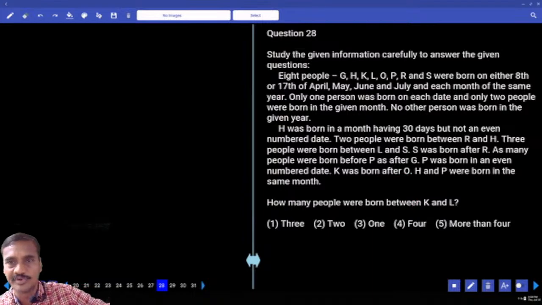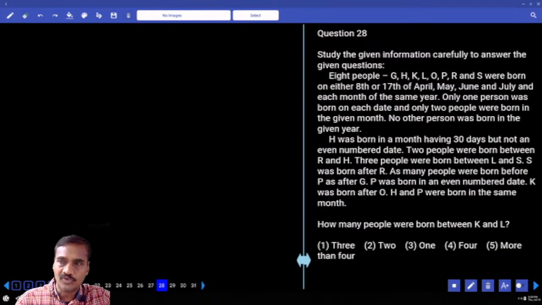8 people, 4 different months, 2 different dates. This is an important model in the exam, definitely a good chance, for both the clerk prelim as well as the PO prelim.